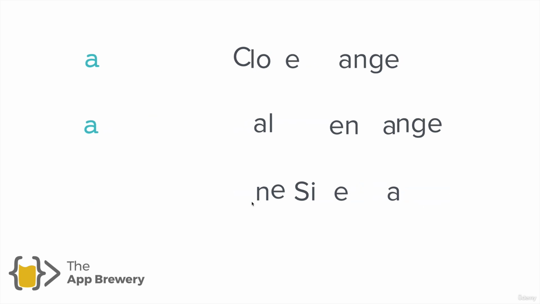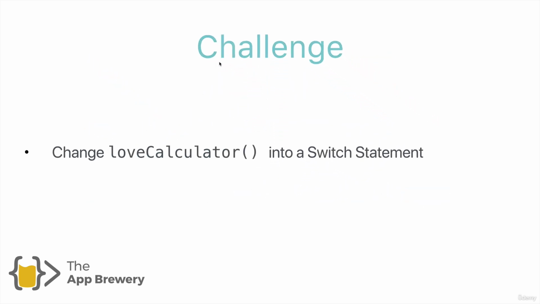So bearing in mind what we've just learned, I want you to challenge yourself and play around with these range operators as well as the switch statement by changing our existing love calculator that you created using an if, else statement into one that uses a switch statement only.